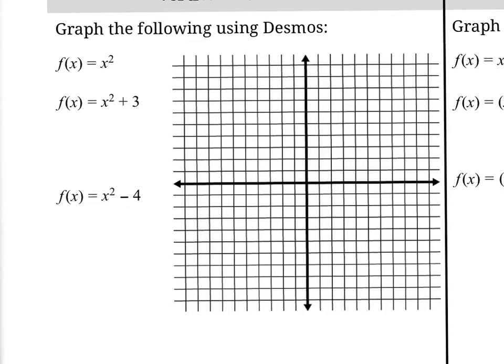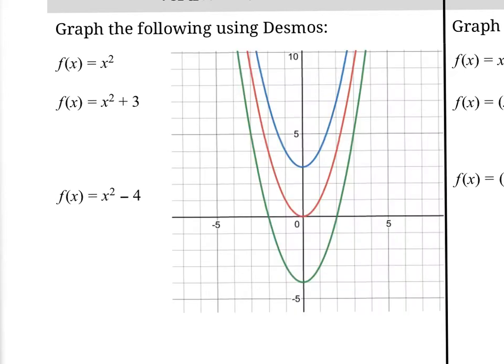So we are going to start with the parent graphs that we know, so y equals x squared and y equals sine x, and we're going to start adding and subtracting numbers to it and see what ends up happening to the graph of them. So please graph the following using Desmos. So open up Desmos and plot in y equals x squared plus 3, y equals x squared minus 4, and then come back to the video.